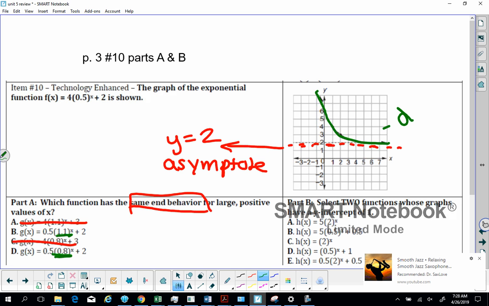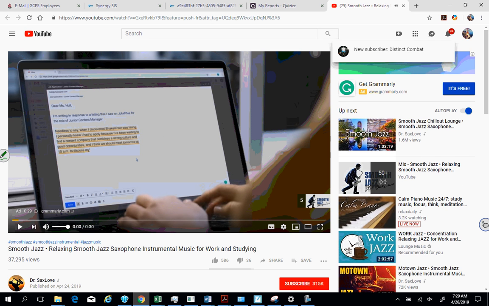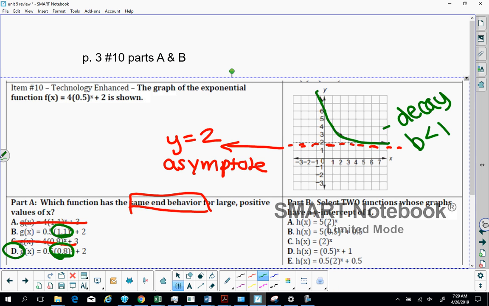Decreasing, right? It's decay. I know decay is when my b is smaller than 1. So I know that my b has to be less than 1. Think in the parentheses. So this b has to be decaying also. So which one is decaying, B or D? Looking at this number, it also has to be decaying, has to be less than 1. Which number is less than 1? D. So that means that D is my answer, because I have to look at, is it decaying? And what the end behavior is.